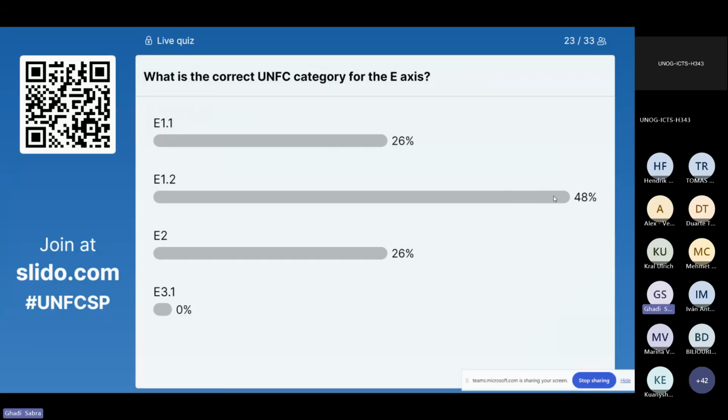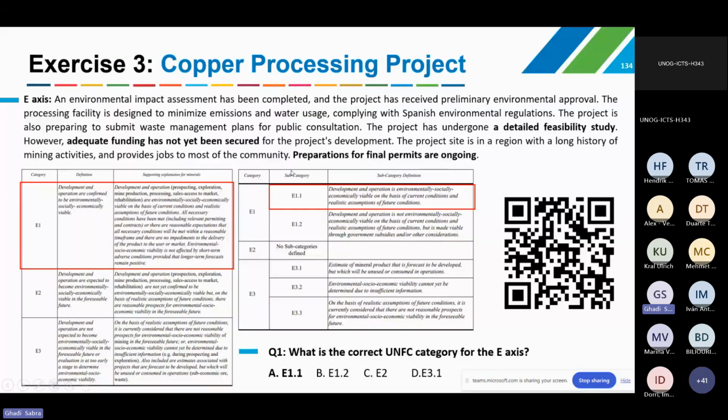Let's see. So the majority has answered E1.2, whereas the correct answer here is E1.1. Given that everything is in order, the only contingency in that case is the securing of funding. And with the strategic project label here, this should be somehow streamlined. And the preparations for final permits are ongoing.